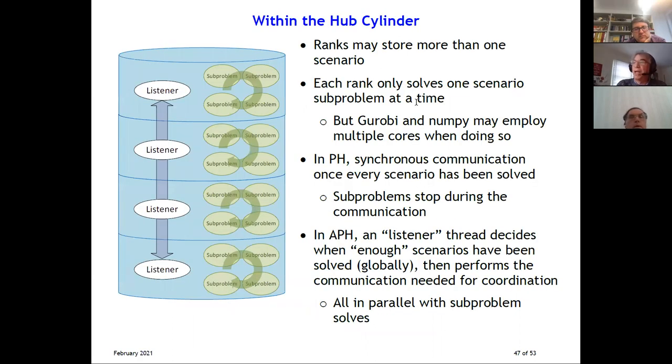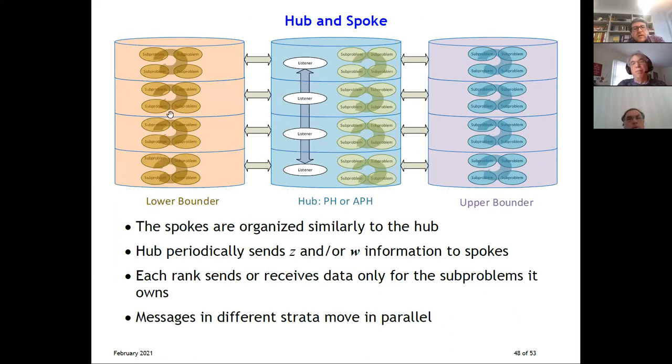This is what happens inside the hub cylinder, where you might have four subproblems per rank. And in the asynchronous case, we have this listener that is just asynchronously sending data between these guys, okay? And then the bigger picture might be like this: progressive hedging or APH is running on this central stack here, but a lower bounder, just computing regular Lagrangian lower bounds, is running on this stack, and then maybe some heuristic for finding primal feasible solutions is running on that stack, okay? And all the messages either move synchronously or asynchronously within these stacks or in parallel sideways between stacks.